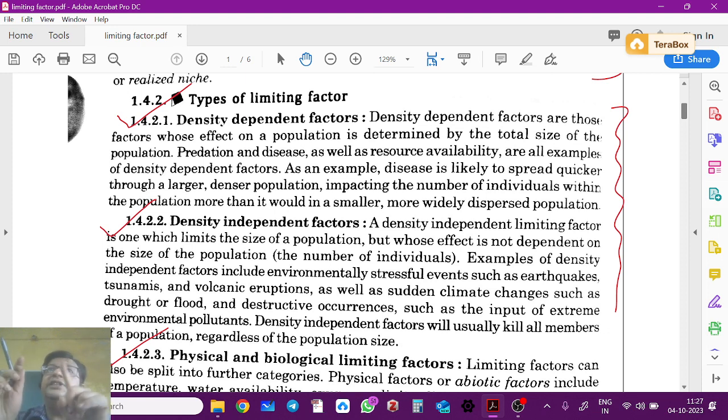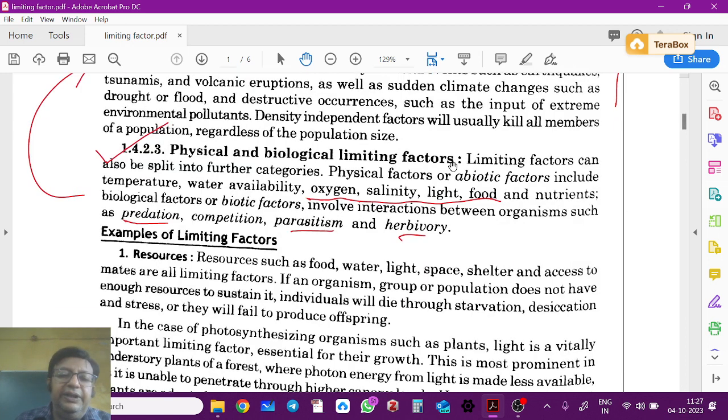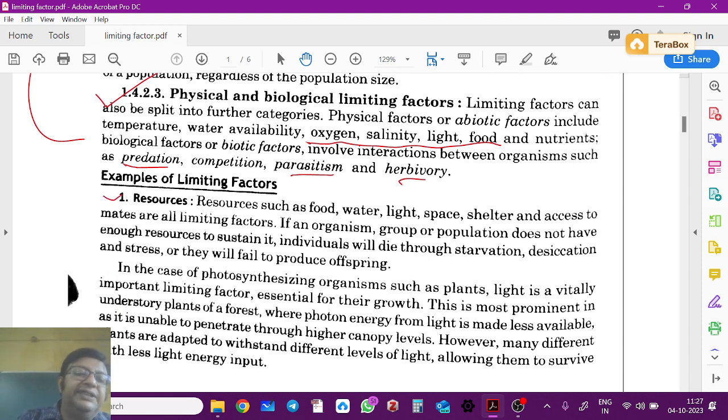This is also going to restrict the growth of organisms. And physical and biological factors: parasitism, competition, predation, herbivory, and several abiotic factors like availability of oxygen, salinity, light, food. You can place them under density independent factors also; in some books they place them as density dependent factors. So what are the examples of limiting factors? First is resources: food, water, light, space, shelter.